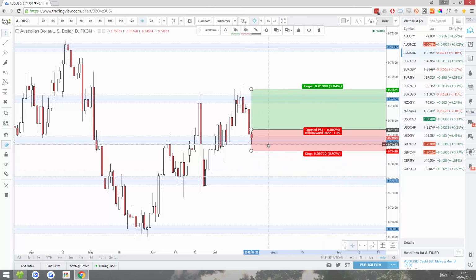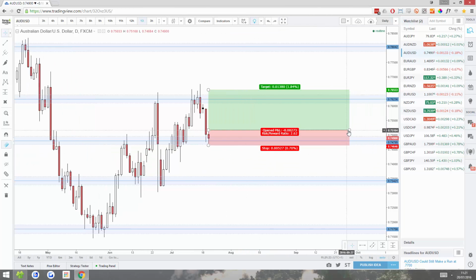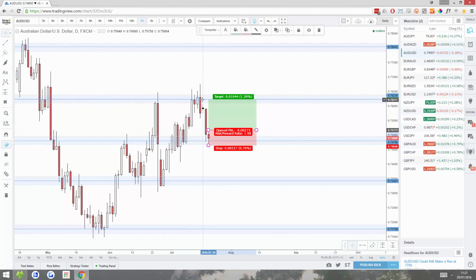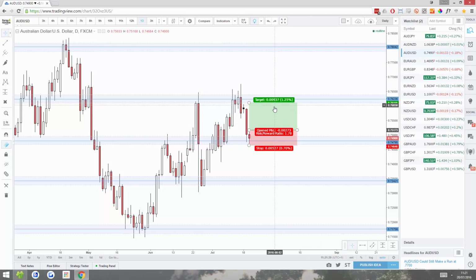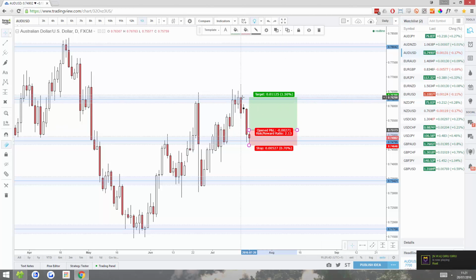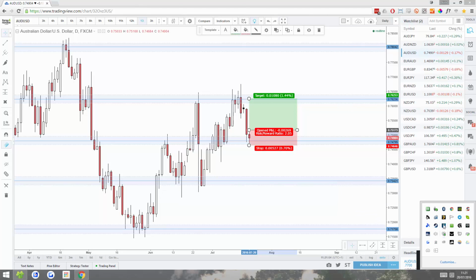Basically, let's say we were to enter at the high of this indecision candle, with the stop loss being just below the indecision candle. To get to the next resistance area, your target's going to be 1.8 roughly. I prefer a risk to reward ratio of around 2, although I am willing to accept a lower risk to reward ratio.